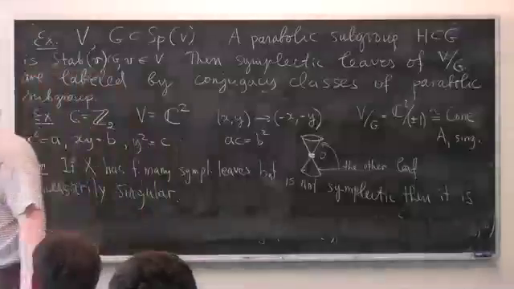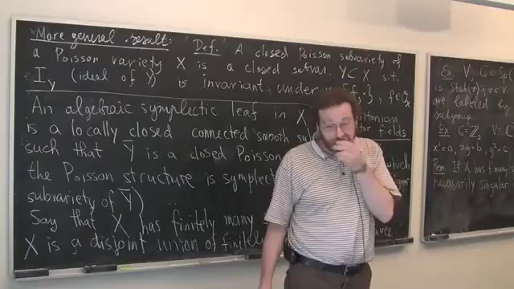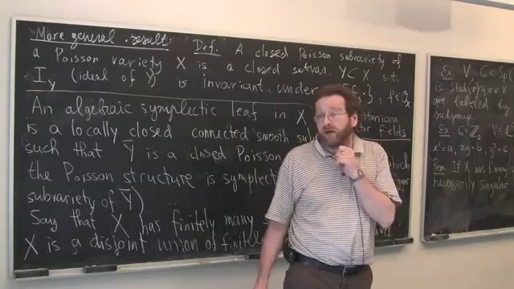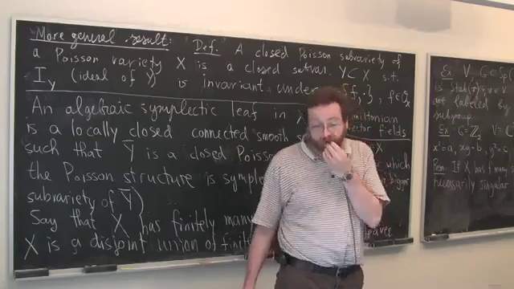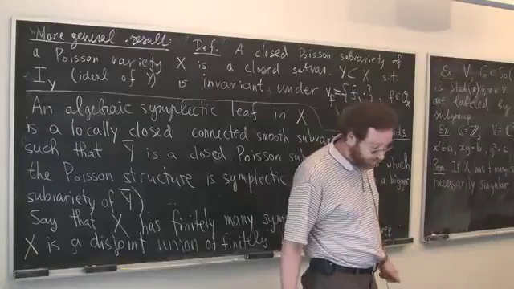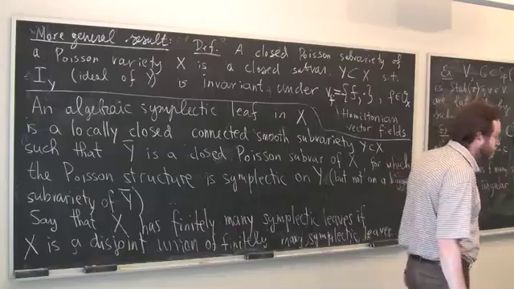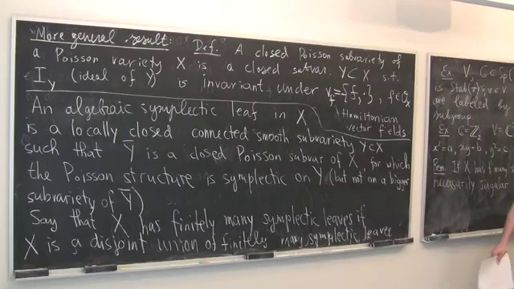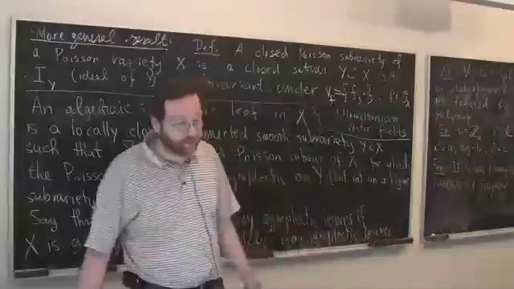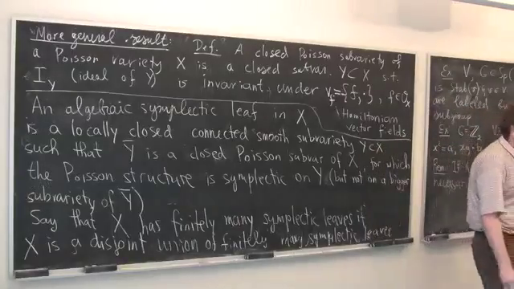If you had a smooth variety which had finitely many symplectic leaves, then, let's say it is irreducible, it would have one leaf of maximal dimension, which would be open. And the complement would be a union of leaves of smaller dimension. And because they are symplectic, they would have to be of codimension at least 2.